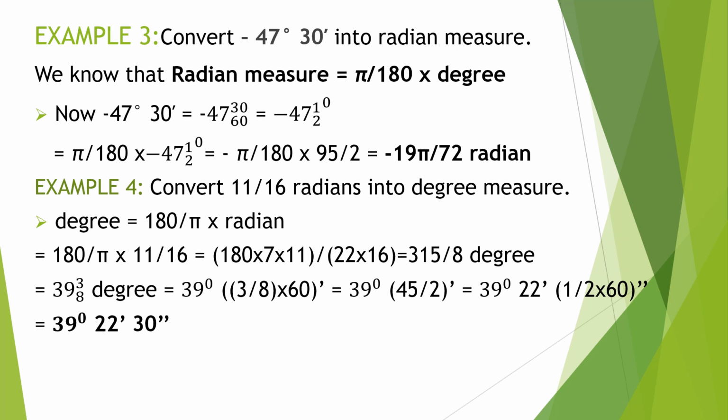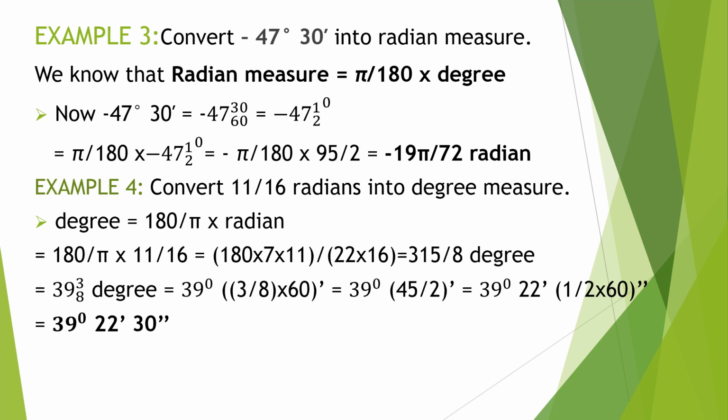Example 4. Convert 11 by 16 radians into degree measure. Now we know that degree is equal to 180 upon pi into radian. So 11 upon 16 radian is given to us. When we convert to degree, it is 180 upon pi into 11 by 16. Now again put the value of pi as 22 by 7. So ultimately in the numerator you will have 180 into 7 into 11, and in the denominator you will have 22 into 16. Simplify this, you will be getting as 315 upon 8 degree.